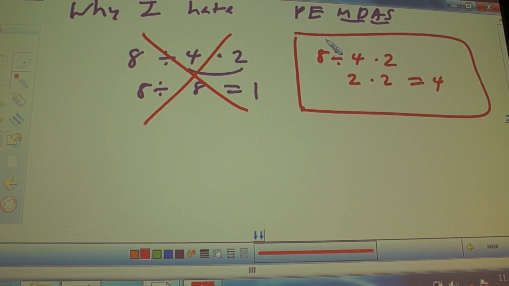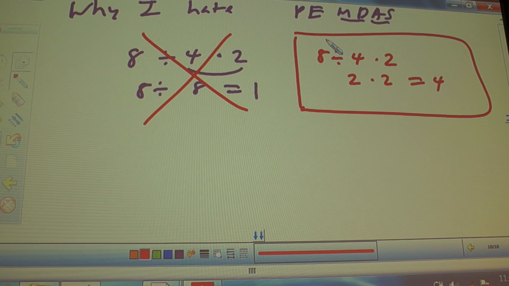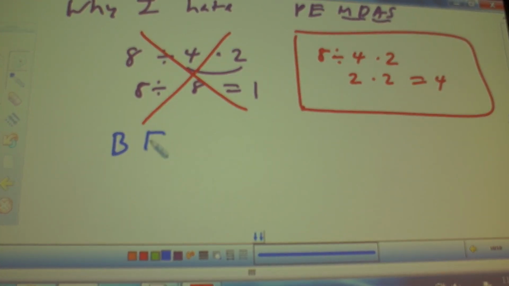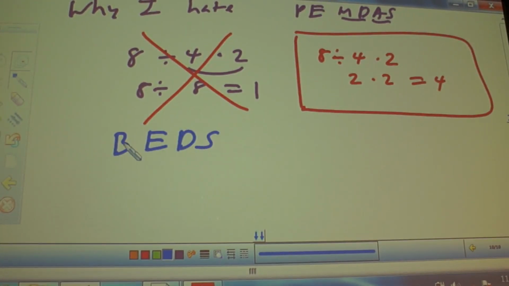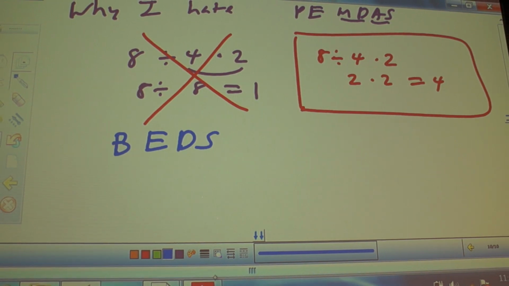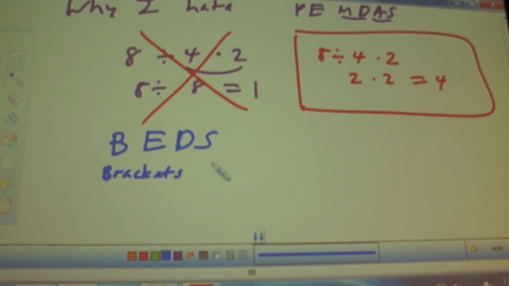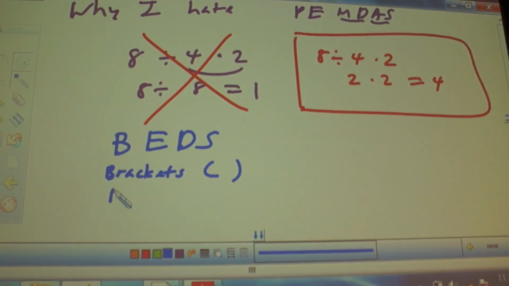No, when we last taught it, they put parentheses around it to show that. But I like just looking at BEDS, because when we're doing math, sometimes we'd rather just be in bed, right? So think of your beds. So BEDS, brackets first, so those first parentheses, right? And then exponents.